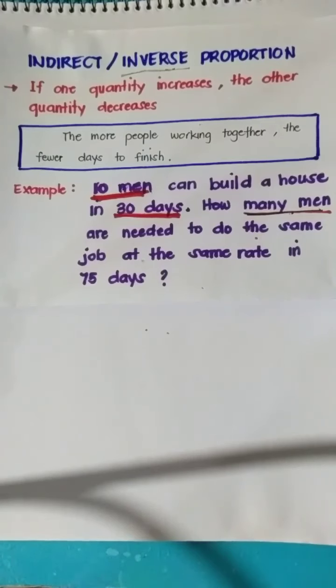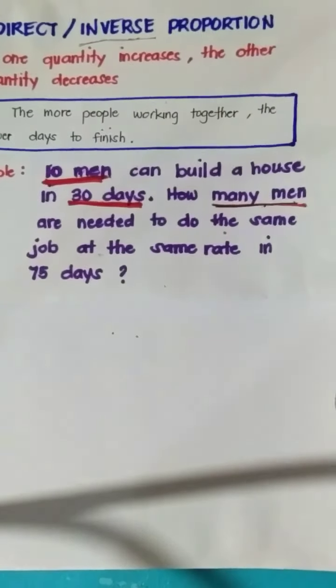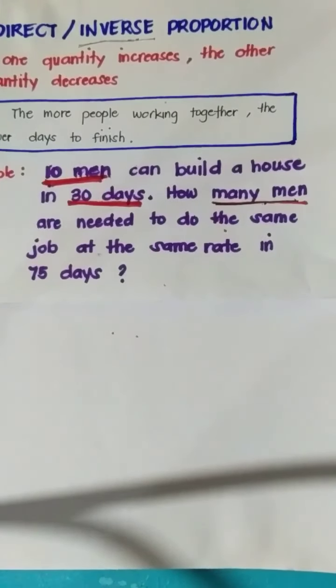Okay, so I have here an example. 10 men can build a house in 30 days. How many men are needed to do the same job at the same rate in 75 days?